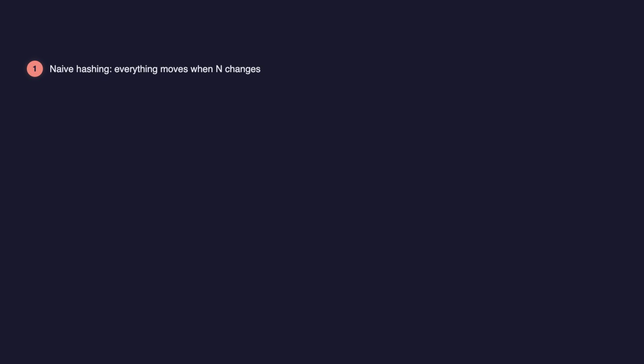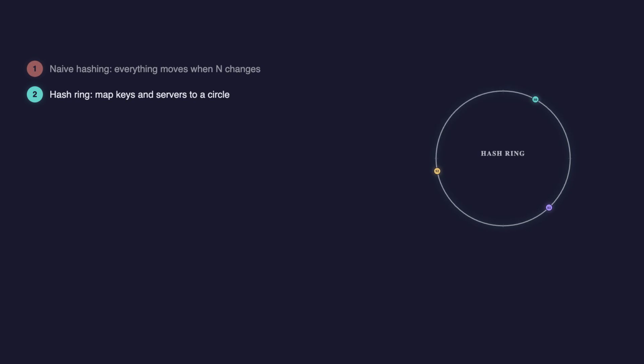Let's bring it all together. Naive hashing uses mod n, and when n changes, almost everything moves. It's simple but fragile. Consistent hashing fixes this with a hash ring. Both servers and keys are mapped onto a circle. To find a key's server, walk clockwise. When you add a node, only the keys in one arc need to migrate. When you remove a node, only that node's keys move to its neighbor. The rest of the system is undisturbed.